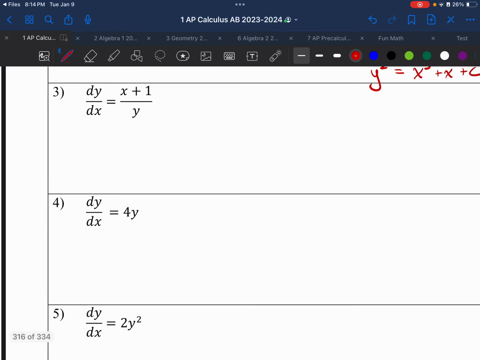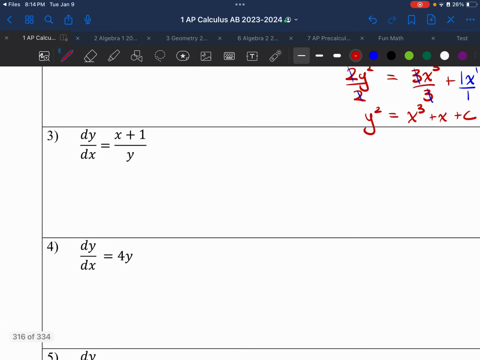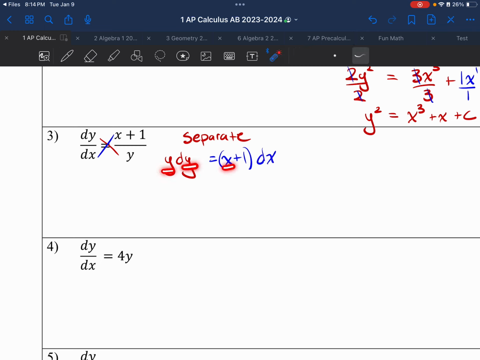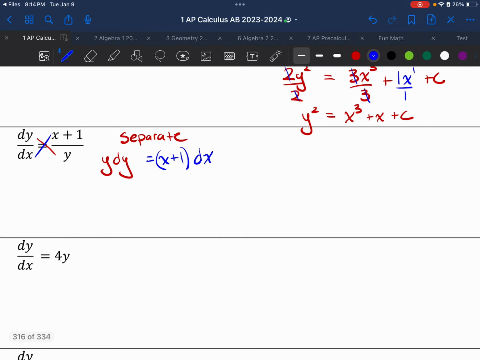All right. And number 3, again, let's do the separate. Separate. So multiplying the dy's, I get y dy. And when I do the dx, I get x plus 1, that quantity, times dx. And man, yet again, I'm getting lucky. y's and y's, x's and x's. It doesn't really matter where the ones go. And I'm done because they're on their own side. From here, I'm going to integrate.